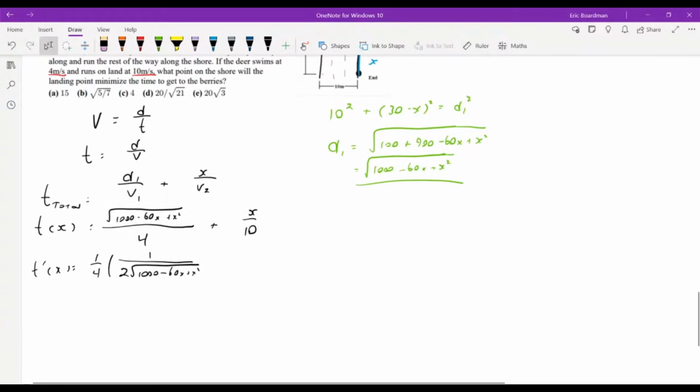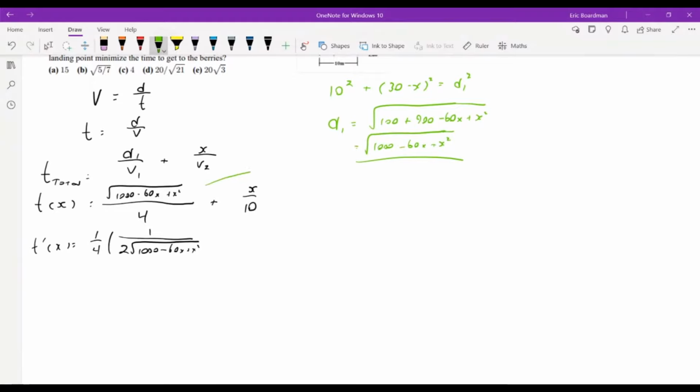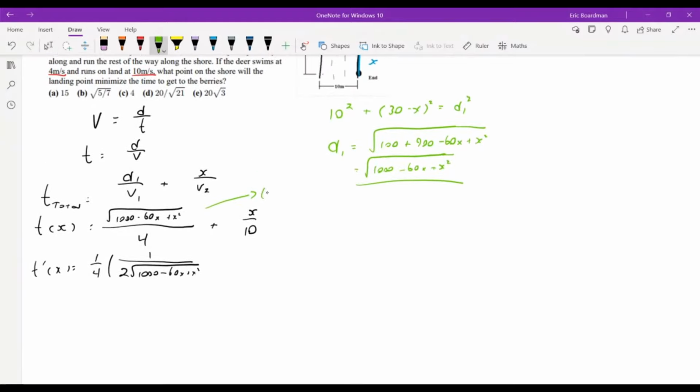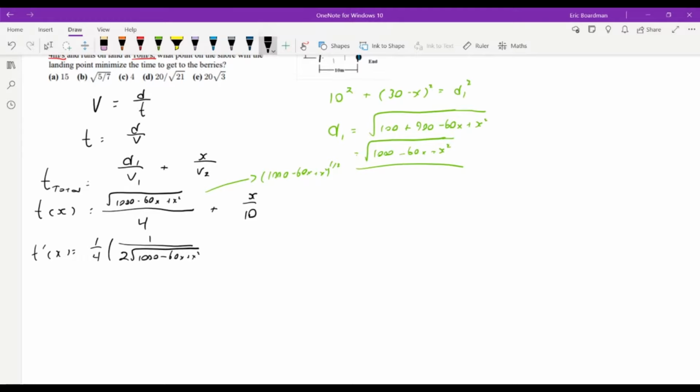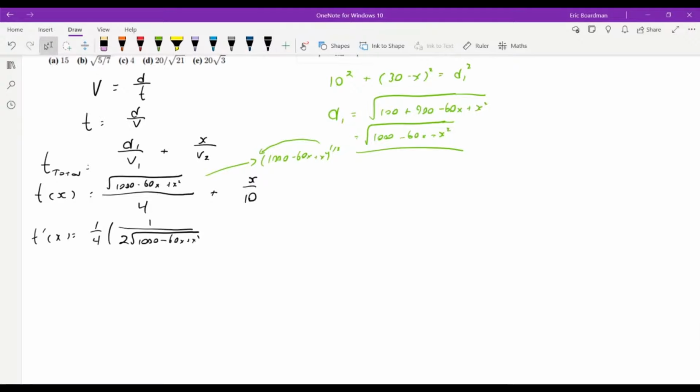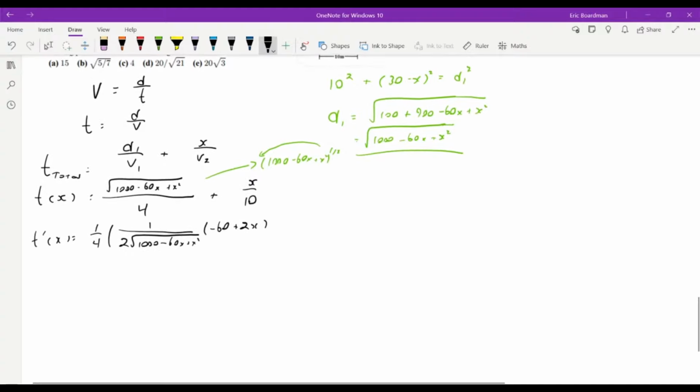And if you don't get why I did that, it's just because if we were to write this out, this is just 1,000 minus 60x plus x squared, all that to the 1/2. So just by the chain rule, I just brought the power in front, and then I subtracted by 2 and then kept the inside. So now I have to, by the chain rule, multiply by the inside, which is just negative 60 plus 2x. And then the derivative of x over 10 is just 1/10. Oh, never mind, that should not be in that bracket. That should just be 1/10.